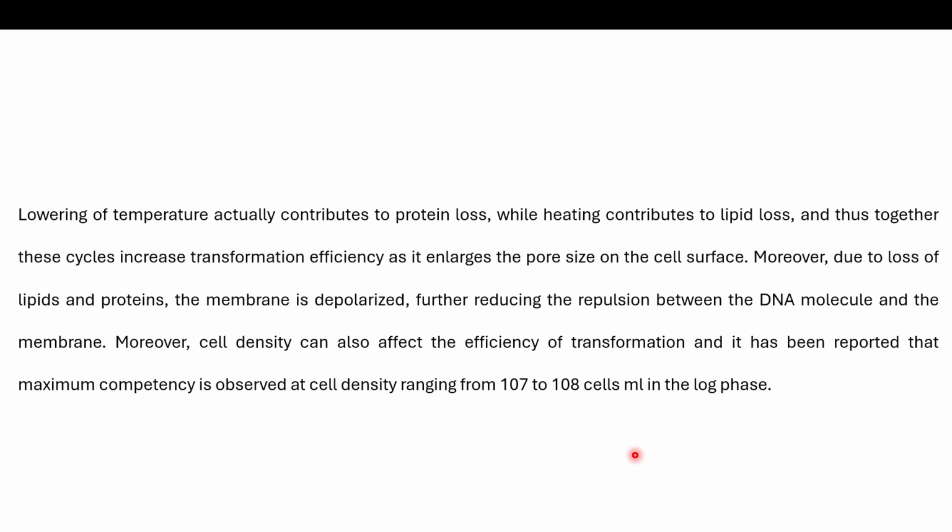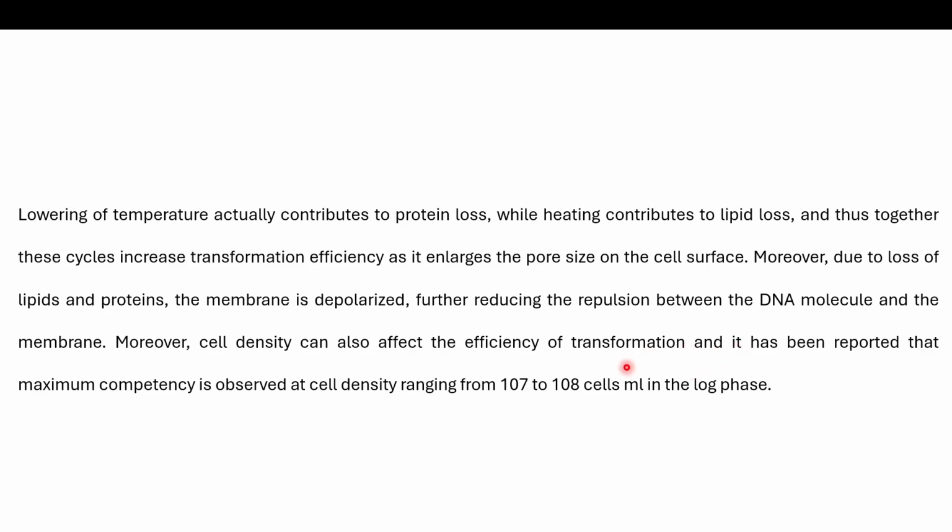Okay. Now, when we lower the temperature, that can actually contribute to protein loss. And when we are heating the cells, like we were talking about heat shock, that can actually lead to lipid loss. So together, this lowering and increasing of temperature, this temperature variability, is increasing the transformation efficiency because the pore sizes are enlarged eventually. Okay. Also, due to loss of lipids and proteins, the membrane gets depolarized, thereby reducing the repulsion between the DNA molecule and the membrane.